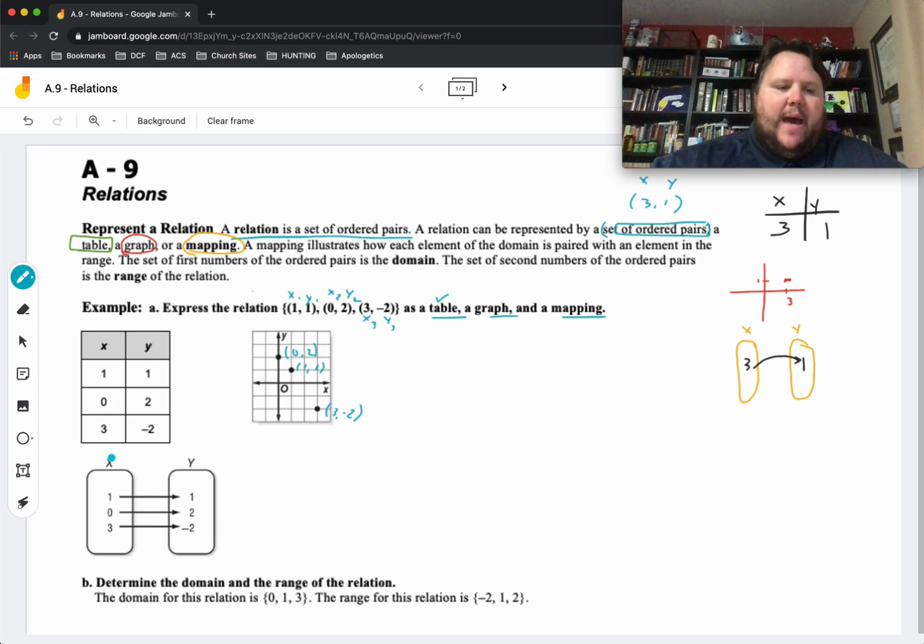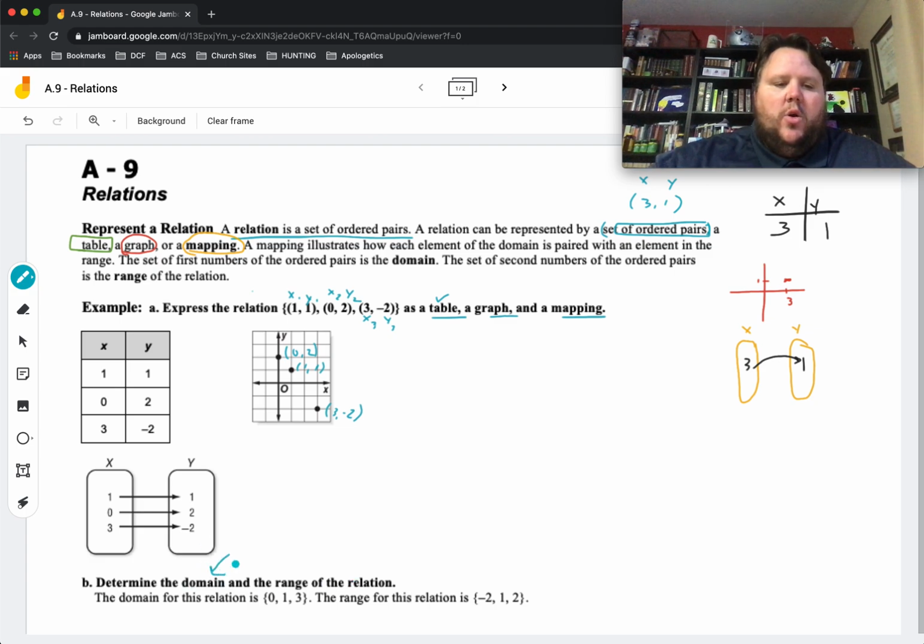Now what's cool about the mapping, you have your box, but notice the arrow. X was 1, it went to y is 1. X was 0, it went to y is 2. X is 3, it goes to -2. So that's how you do these three different ways of representing the set for the relation. And then the next thing you're going to do is determine the domain and range.